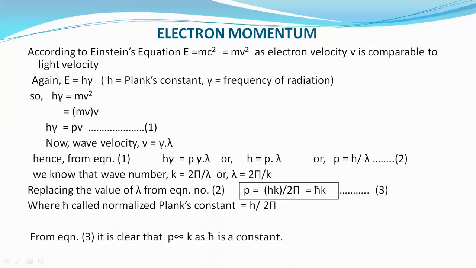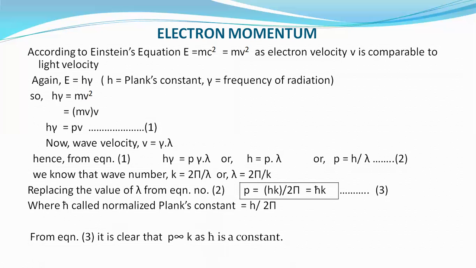Now v is equal to nu lambda. Nu is the frequency, lambda is the wavelength. So velocity is given by nu times lambda. Now h nu is equal to p, and in place of v I am putting nu lambda, so h nu is equal to p times lambda. If you cancel this nu out from both sides, h is equal to p times lambda. So p is equal to h upon lambda, meaning momentum is equal to Planck's constant upon wavelength. Equation number 2, very important.